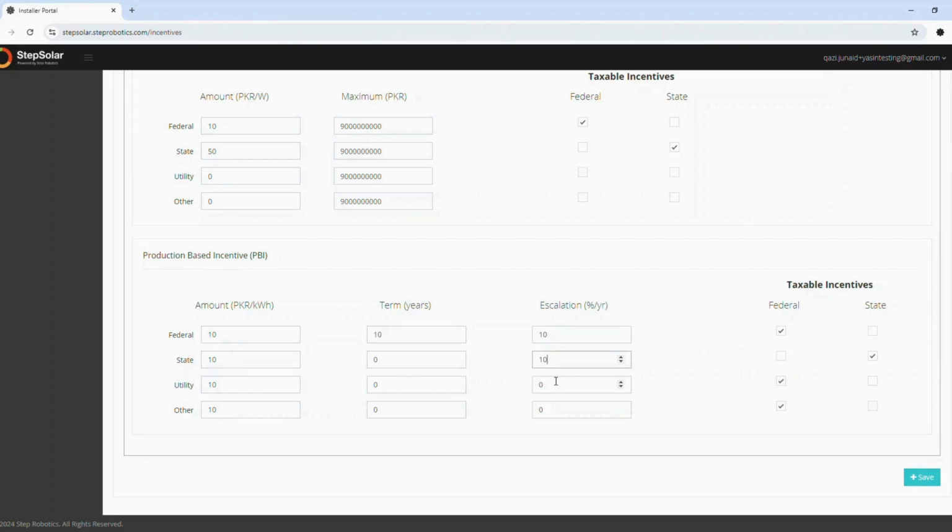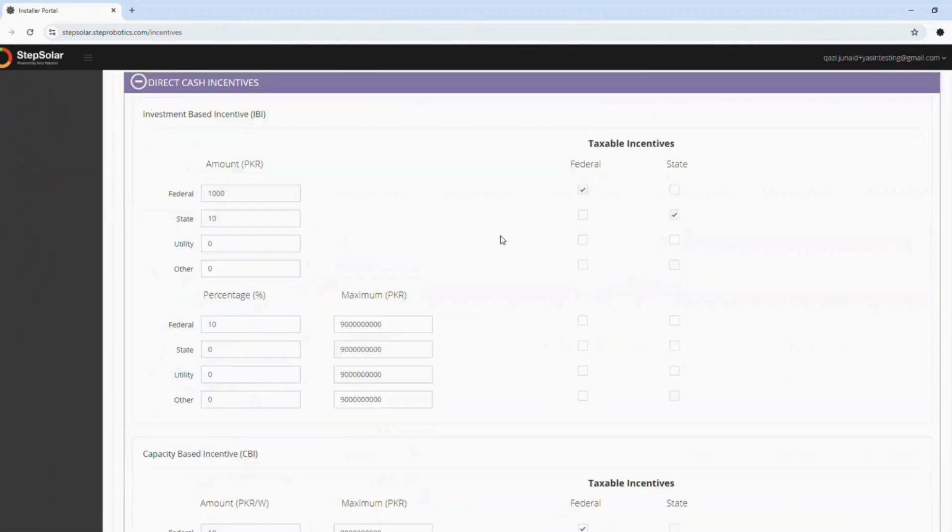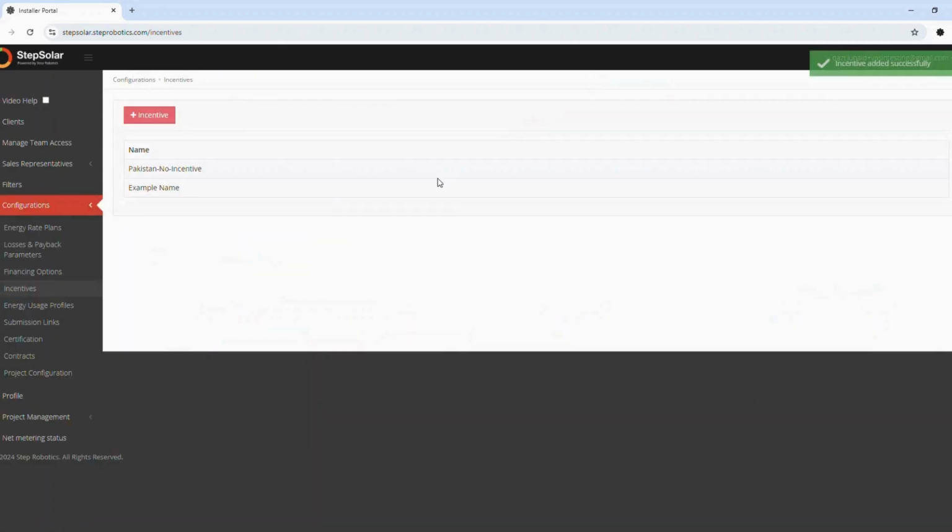By following these steps, you ensure that all relevant details for ITC and DCI are accurately recorded, providing clarity and consistency in the incentives offered.